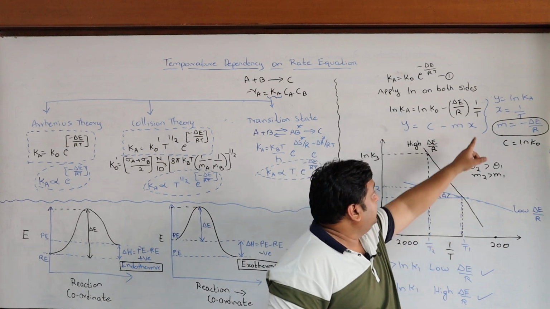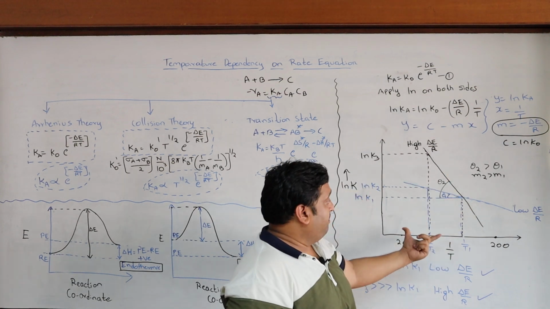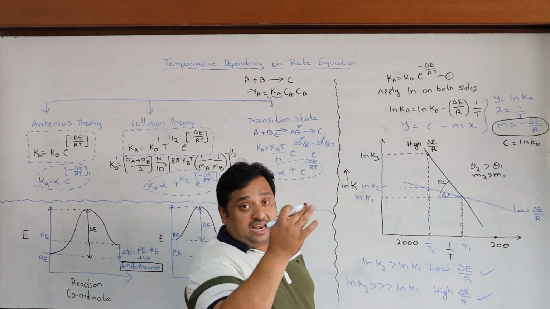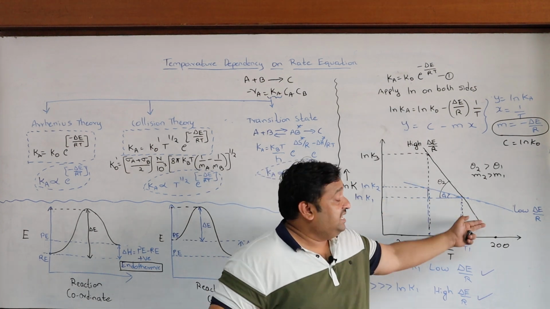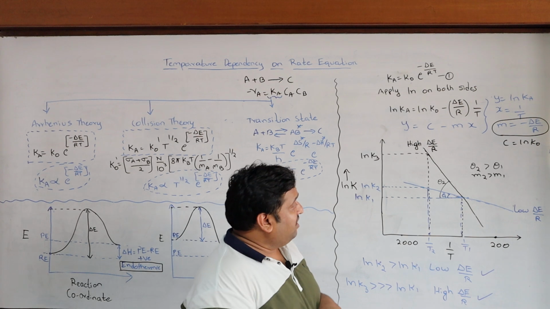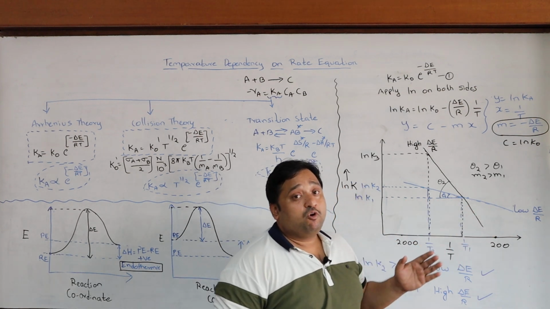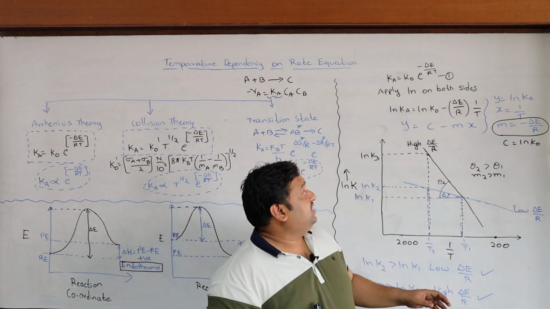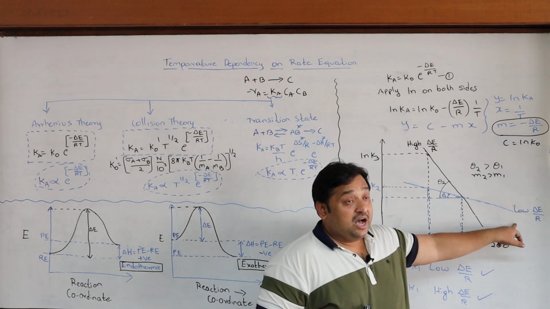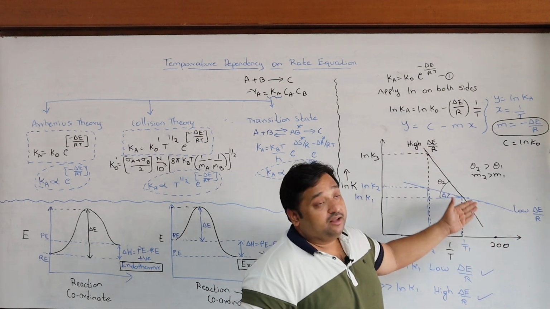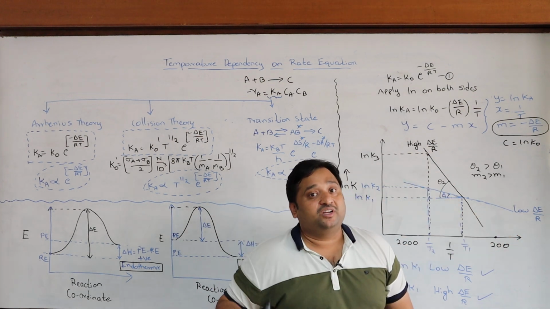What is my x? 1 by T. Okay, if I plot the graph between ln k and 1 by T, I can see a line with a negative slope. The one which is in blue is called low activation energy, low delta E by R. The one which is in black is called high activation energy.